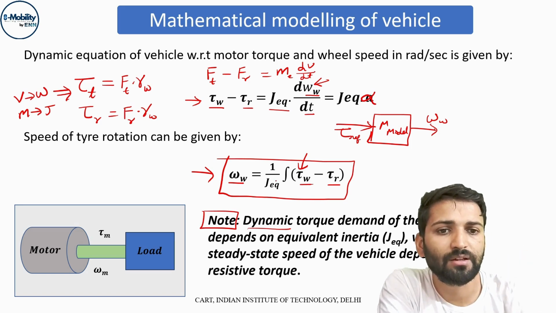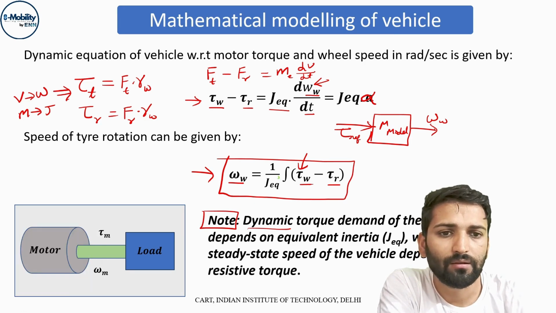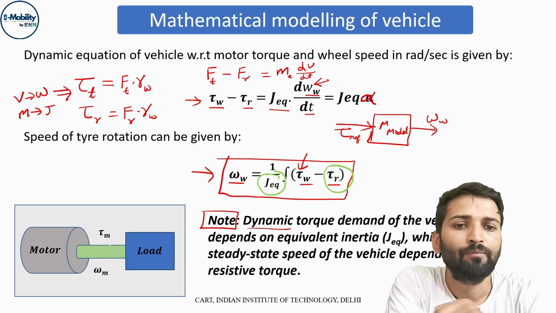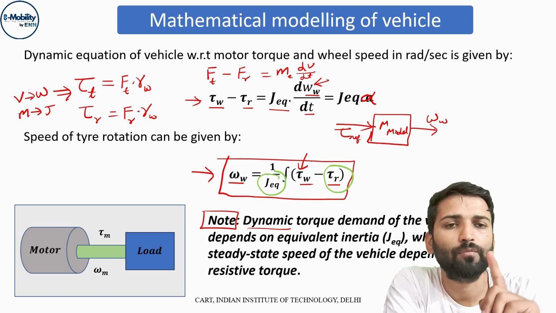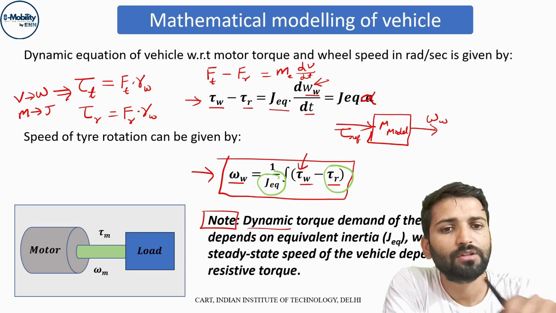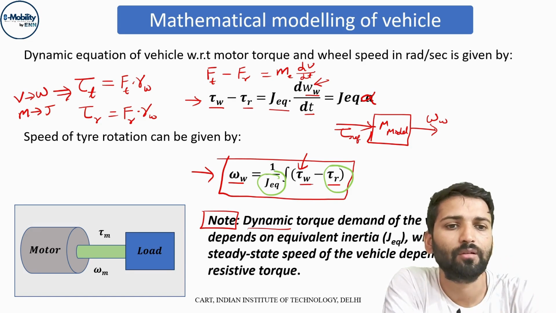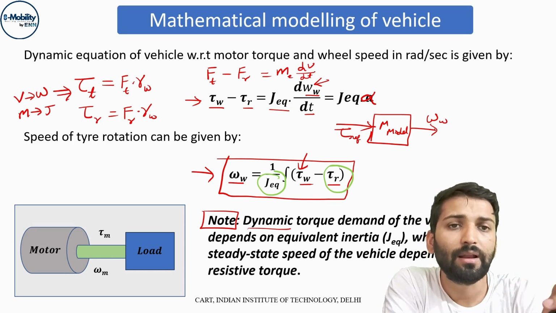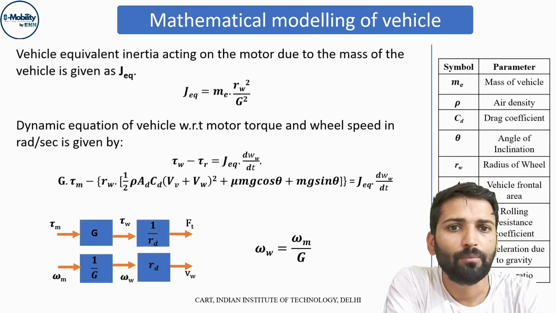So in this expression there are two important things: J equivalent and T resistive. These two resist the speed of the vehicle. J equivalent is responsible for the transient responses. The resistive force is responsible for the transient as well as the steady state. Now, the mathematical model.